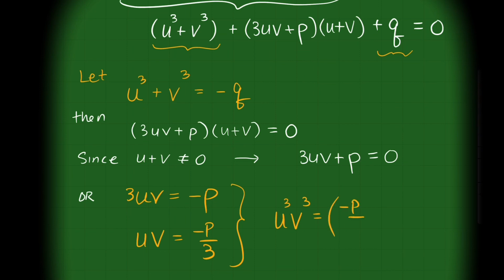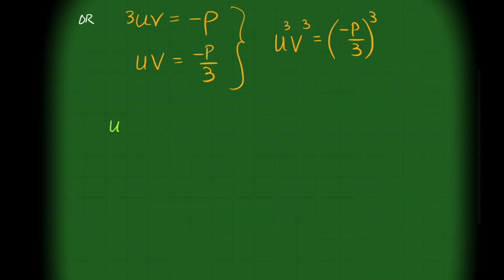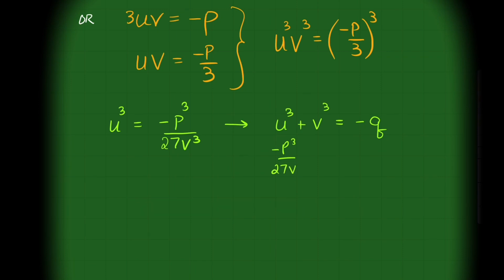Cubing both sides of that equation, u cubed v cubed is equal to negative p over 3 quantity cubed. So now we have a system of equations. I'm going to solve one of those equations for u cubed. Then I'm going to substitute it into the other equation, and therefore have one equation with one variable, v.